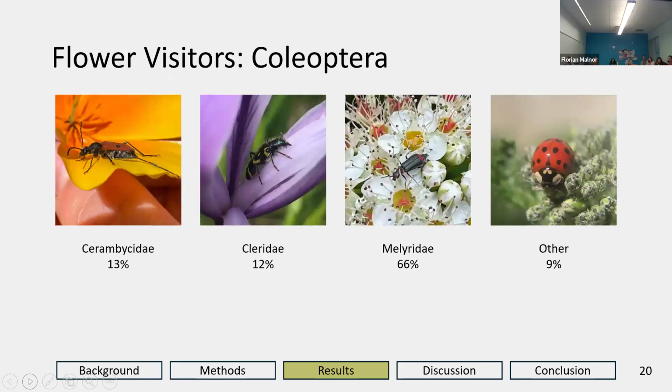So then for the order Coleoptera, the beetles, remember I collected 76 of those. 13% came from family Cerambycidae, which are longhorn beetles. Then we have 12% from family Cleridae, which are checkered beetles. That's an ornate checkered beetle on Oregon iris that I saw. Then 66% were from family Melyridae, which are the soft-winged flower beetles. And then there were 9% of beetles that were from some other family, like this ladybug here.